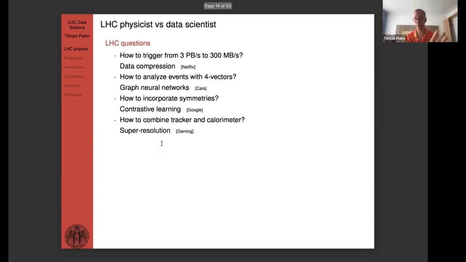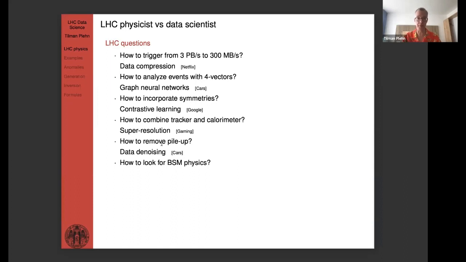Well, gaming has exactly the same problem, right? You're working with very high resolution, but you don't have the bandwidth to make everything high resolution. So you use a tool that's called super resolution neural networks. How do you remove pileup? Well, that's easy. We think it's a very big problem, but everybody in data science knows it as denoising.